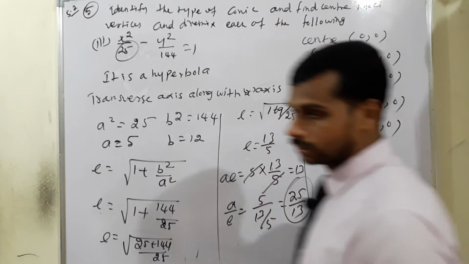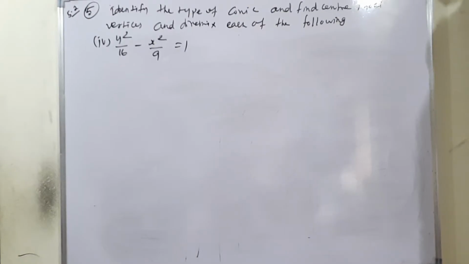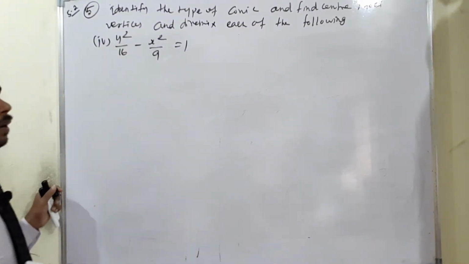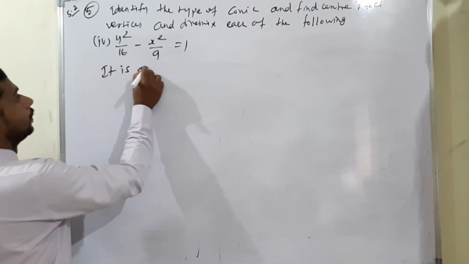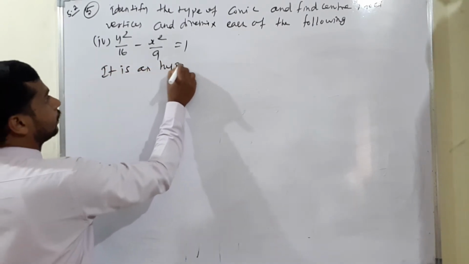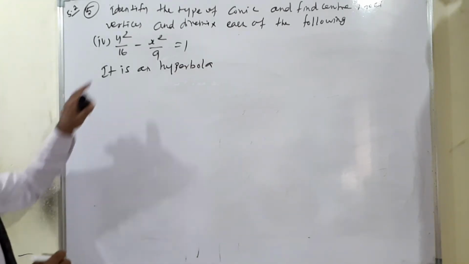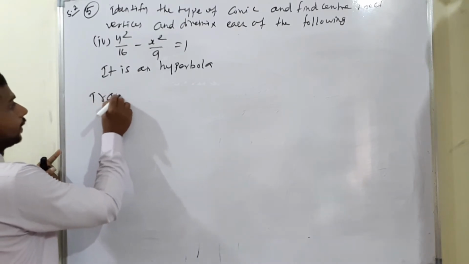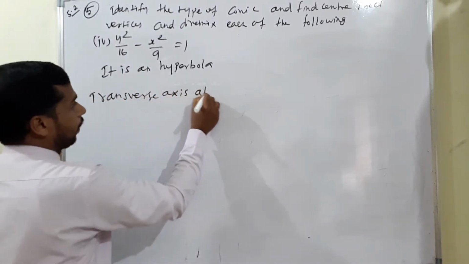I am moving to subdivision 4. This is also simply, what type? A hyperbola, isn't it? So it is a hyperbola, but the positive term is y, so we can write the transverse axis is along the y axis.